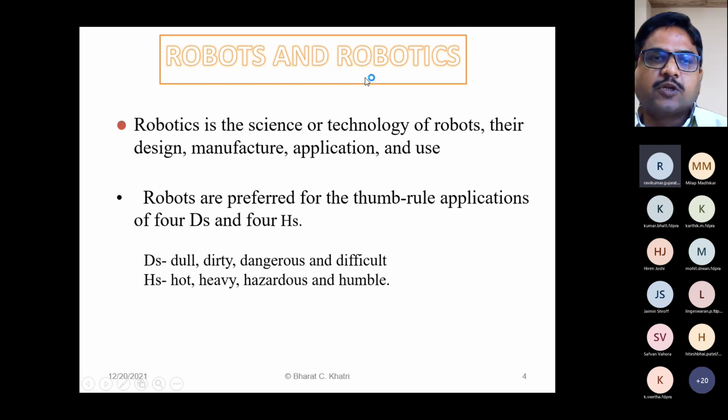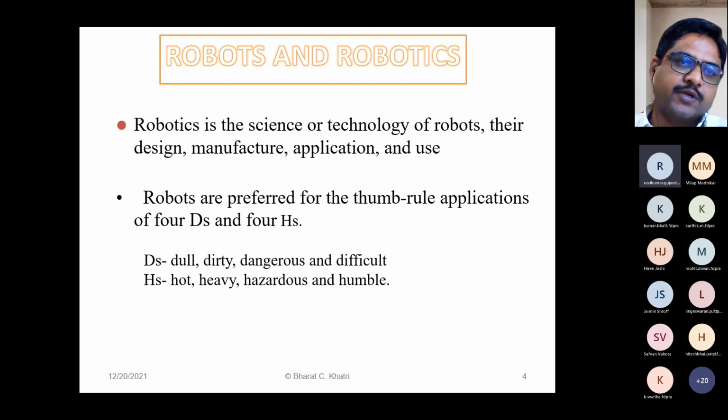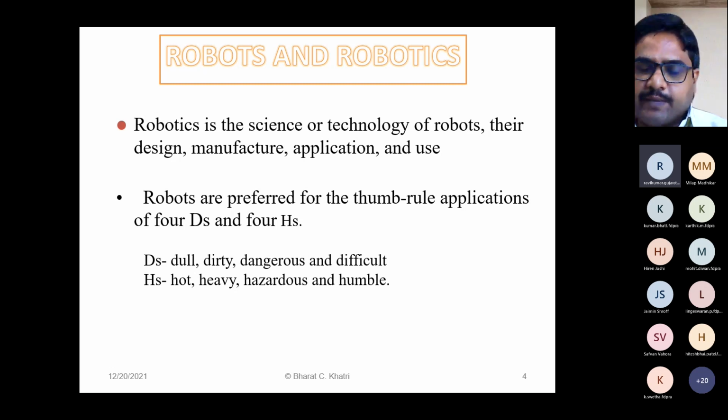Now robotics. Robotics is a science or technology of robots, their design, manufacture, applications, and use. So the science which deals with the robots and how they can be designed, how they can be manufactured, how they can be used for different applications. So that is robotics.